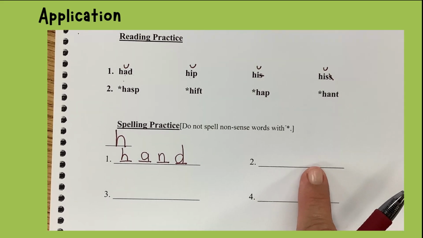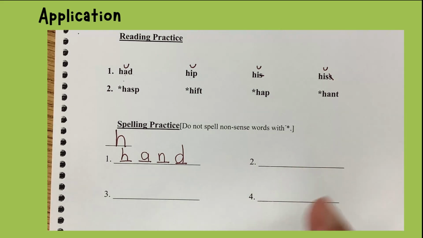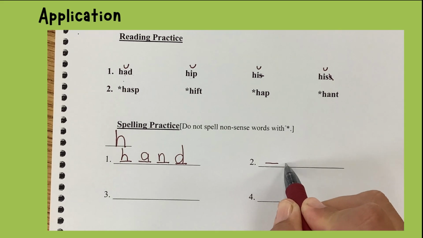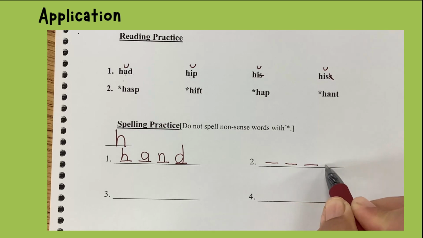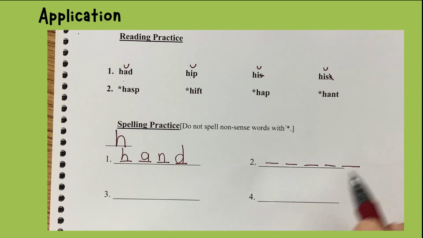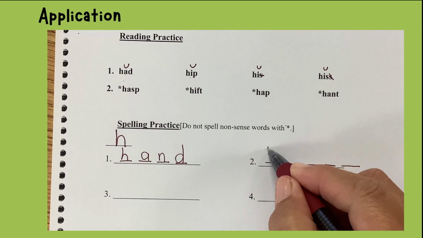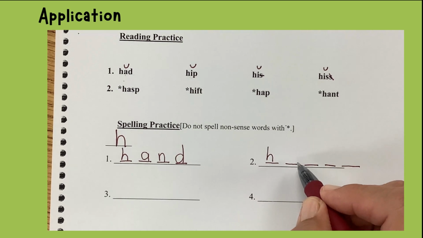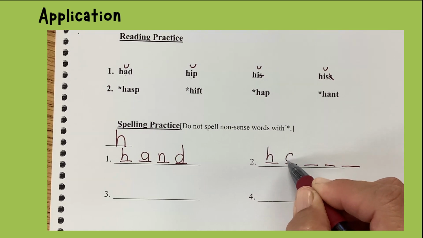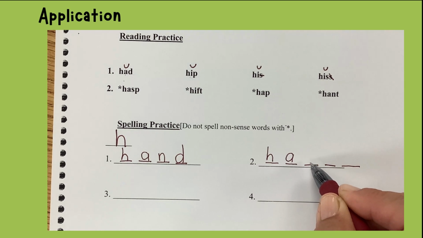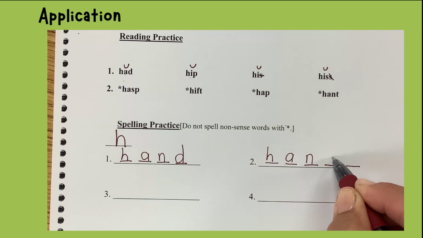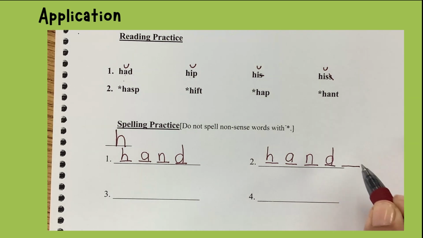It's going to be a base word plus a suffix. The word is hands. Repeat that word. Okay, let's write a line for every sound. H, A, N, D, Z. We hear five sounds. The first sound is H. H, A, N, D, Z.